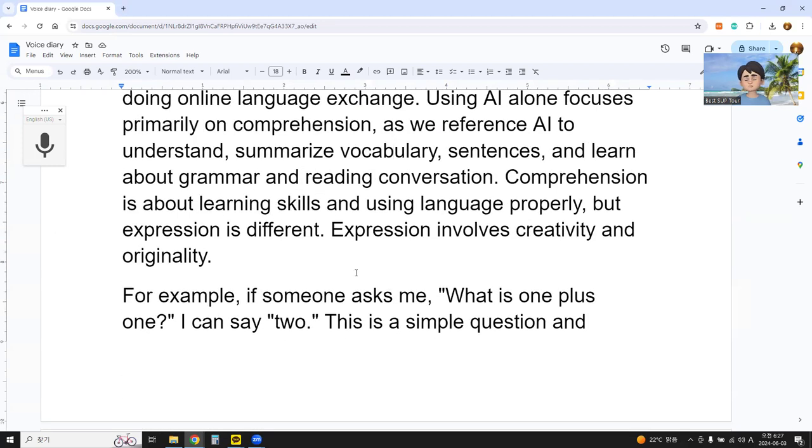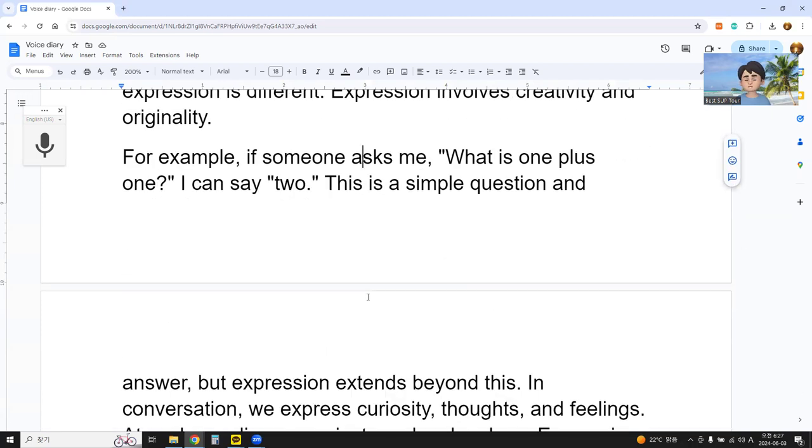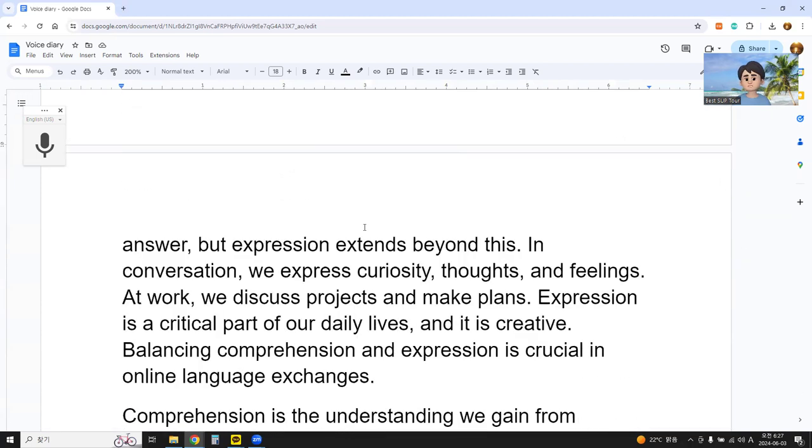For example, if someone asks me, what is 1 plus 1? I can say 2. This is a simple question and answer. The expression extends beyond this. In conversation, we express curiosity, thought, and feeling. At work, we discuss projects and make plans. Expression is a critical part of our daily lives, and it is creative.